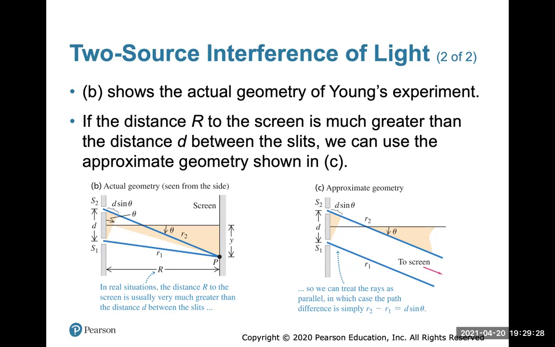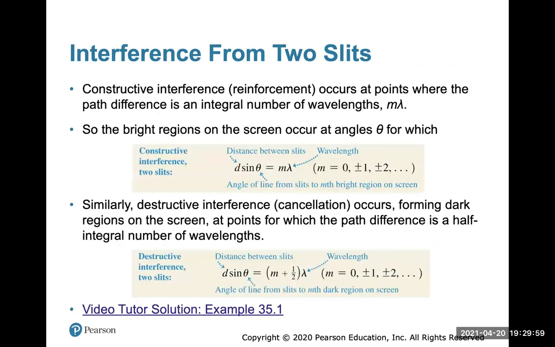Turns out, geometrically, that angle is related to the extra path difference. It's a similar triangle here. This angle is theta, and this length is d sine theta. So the path difference between these two rays to some distant point P at the screen is just d sine theta. So we will get constructive interference anytime d sine theta is an integer wavelength. Anytime d sine theta is half integer wavelengths, we'll get destructive interference.